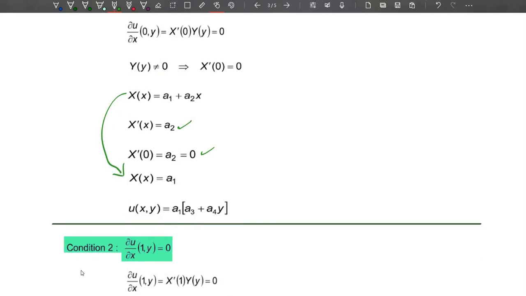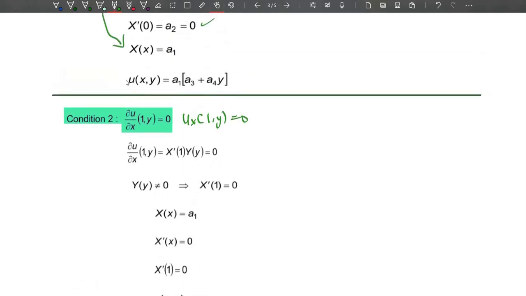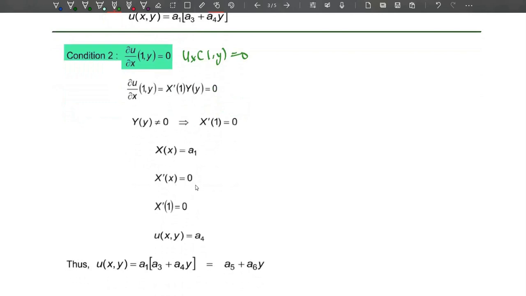The next condition, del u del x, that means ux(1, y) equal to 0. Here we have X prime 1, Y of y equal to 0. Y of y does not equal 0, which means X prime 1 equals 0. X of x from condition 1 is only a1, which means X prime x is equal to 0. X prime 1 is equal to 0, which means, that's right, 0 equals 0. This one is actually not U of x, y. Let me correct this one.